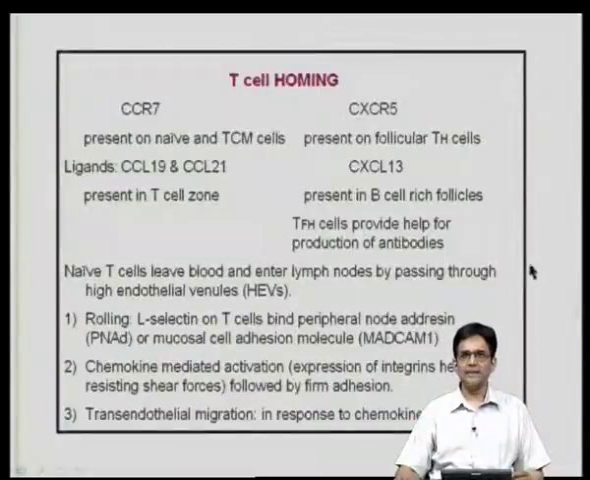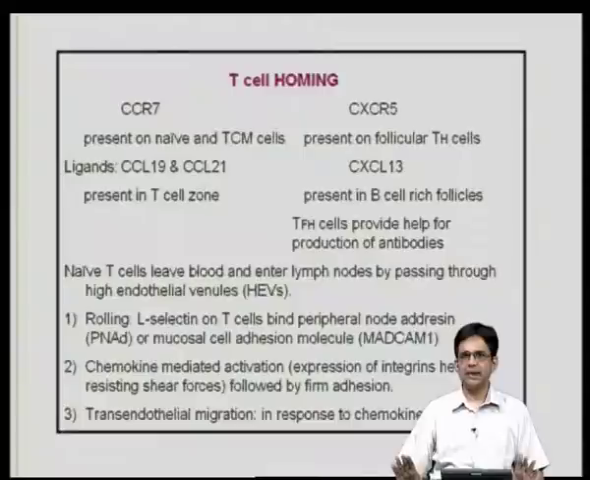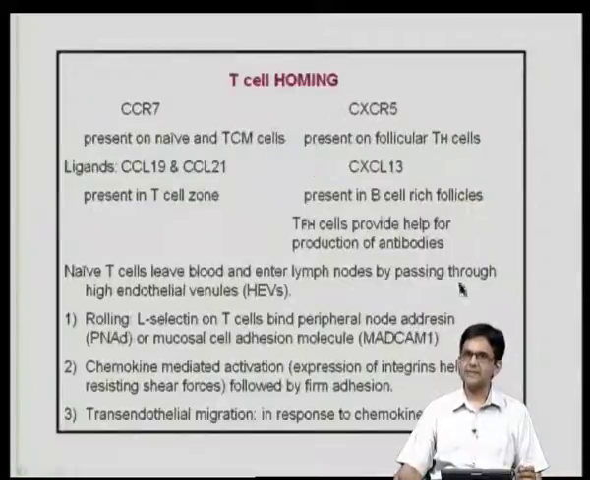Okay. The other aspect is now T cell homing. Now, in terms of T cell homing, there are two main kinds. One that is CCR7 dependent, the other is CXCR5 dependent. Now, the CXCR5 dependent is rather specialized. It is present on what are known as follicular T helper cells, and CXCR5 binds to its ligand CXCL13, which is present in B cell rich follicles. Follicular T cells are very important for providing help for the production of antibodies. So, this is a little specialized, and that is something that we will be studying a little bit later, because follicular T cells are extremely important, but they are specialized. So, the one that we will be studying primarily is the CCR7.